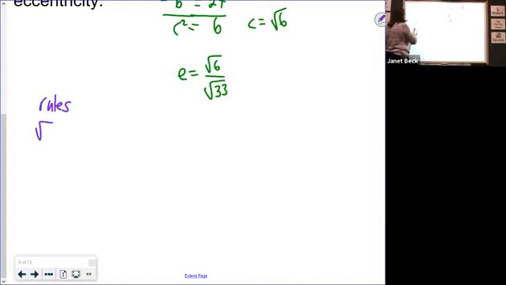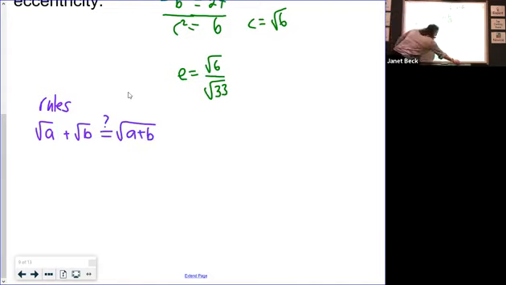If you had the square root of A and you are adding the square root of B, is it true that that equals the square root of A plus B? No, not at all. That's absolutely not true. And neither does it work if you're doing the square root of A minus the square root of B. When you're adding or subtracting, you can't bring them together.